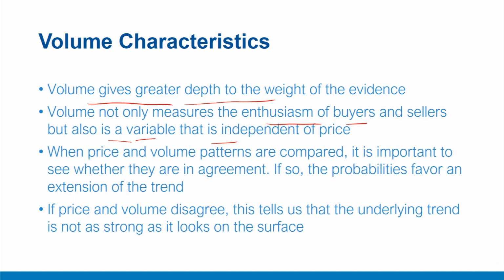So when price and volume patterns are compared, it is important to see whether they are in agreement or in divergence. If they are in agreement, then the probability favors extension of a trend. But if they disagree, that tells us that the underlying trend is not as strong as it looks on the surface.